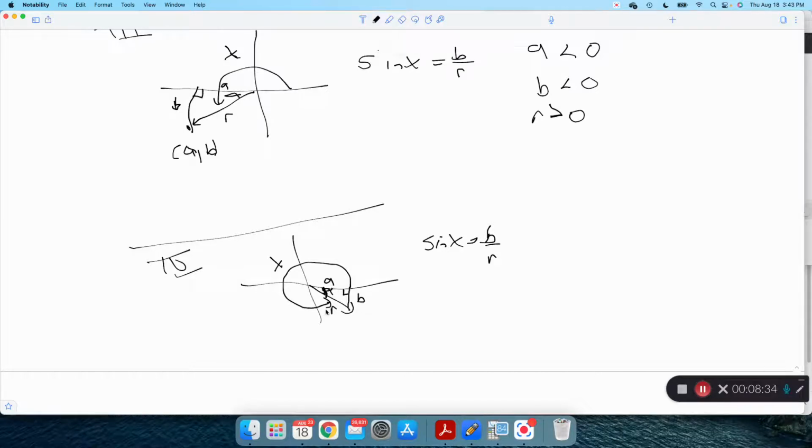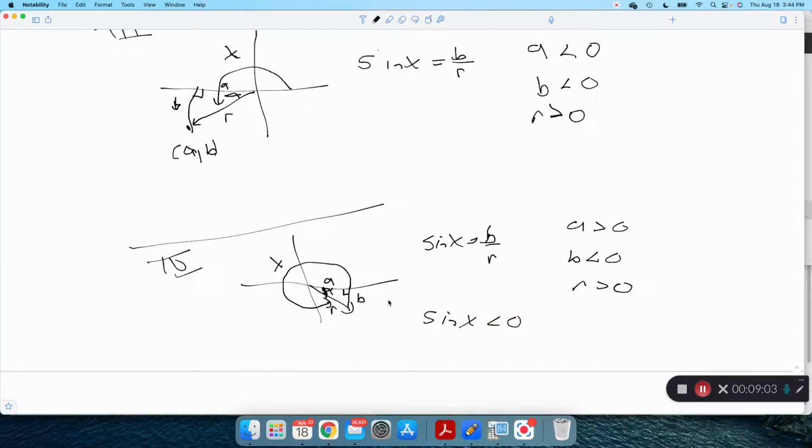Opposite over hypotenuse. Notice here in quadrant 4, A is positive, B is negative. See, I went over some positive horizontal distance, down some negative. B is negative. R is always positive. R is the hypotenuse, and it's always positive. In this case, sine of X is going to spit out a negative number.